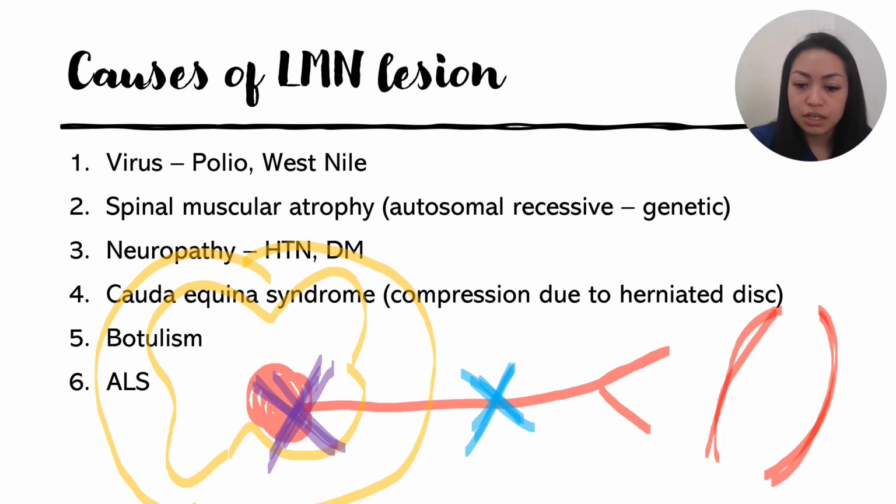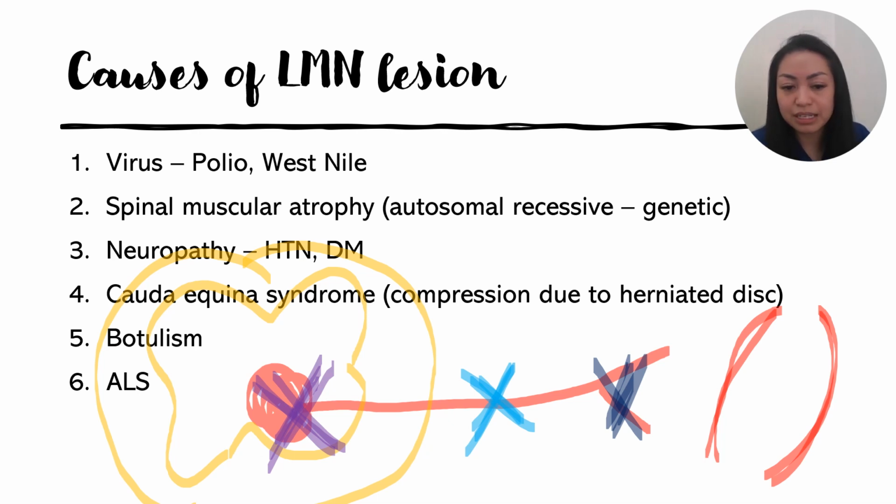And anything that can damage it at this point, the axon terminal, would also create a lower motor neuron lesion. So things like botulism, toxins. This can damage the lower motor neuron at the axon terminal. And last but not least, ALS as well. ALS can cause an upper motor neuron lesion, but can also cause a lower motor neuron lesion.